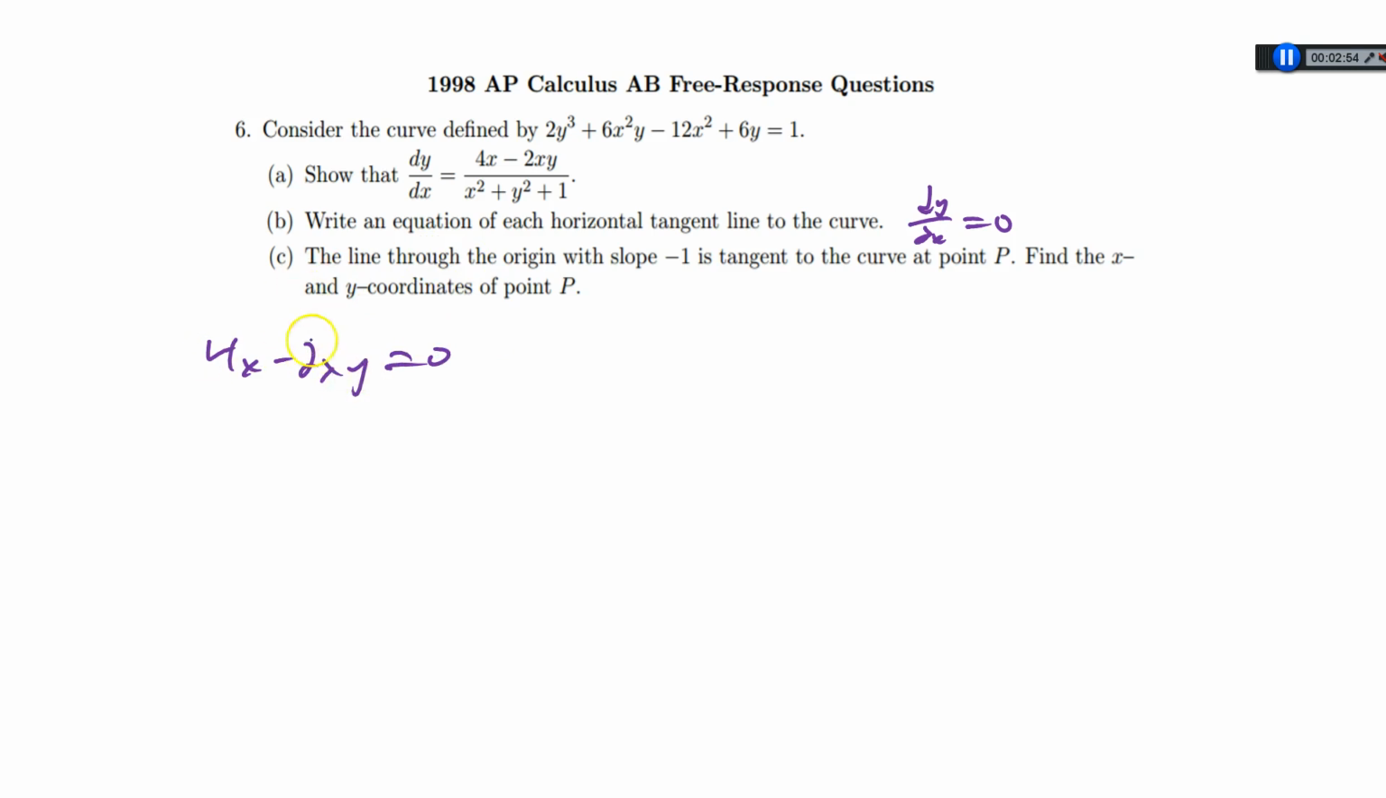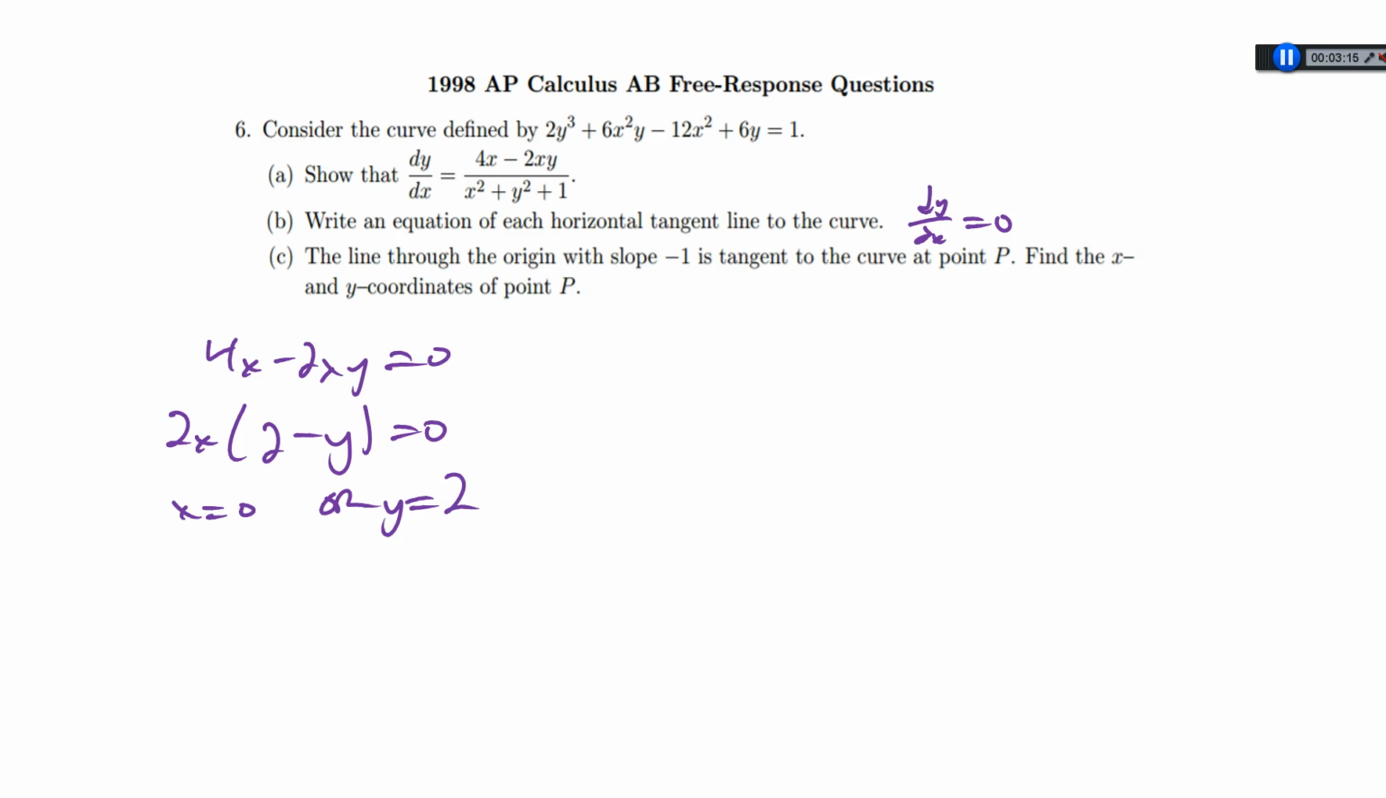This shares a couple things in common. It looks like I can pull out a 2x. I have 2x times (2 minus y) equals 0. So I got a couple options here. Either x equals 0 or y equals 2. Okay, let's see if we can make some sense out of those things.